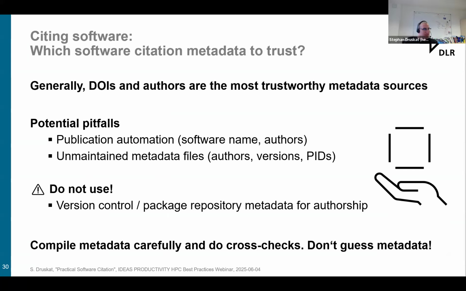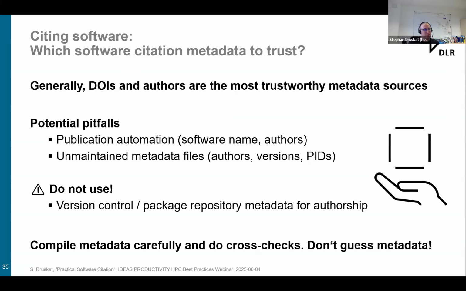Which software citation metadata to trust? I would argue that generally the PIDs, so DOIs, for example, that often have metadata attached to them, like you can look up in a registry, like Crossref, for example, or DataCite. This is one of the most trustworthy metadata sources because people will make sure, ideally, that the metadata they use for publication is correct and complete. The authors themselves are also a trustworthy metadata source, but there are potential pitfalls in both these cases.